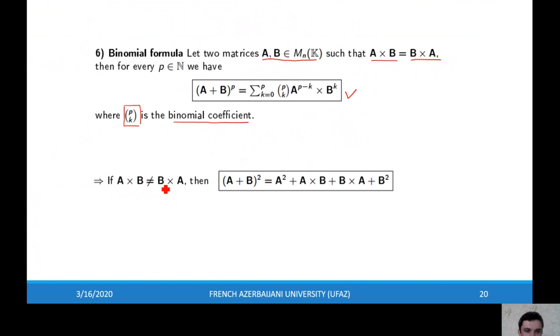If A times B is different from B times A, in this case, our expression will be this: A squared plus A times B plus B times A plus B squared. But here, instead of this expression, we can't write 2 times A times B. And therefore, we can't use the binomial formula here.